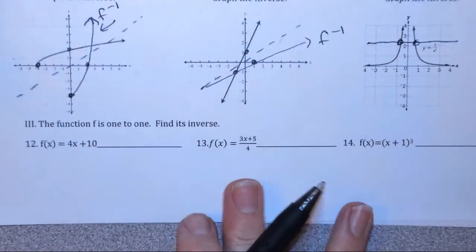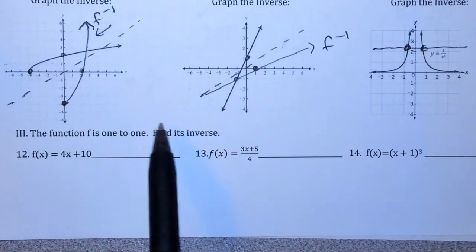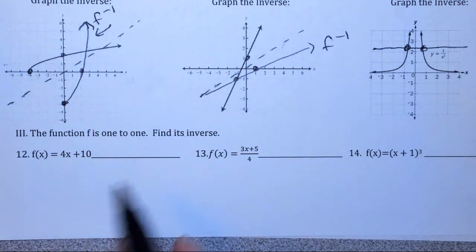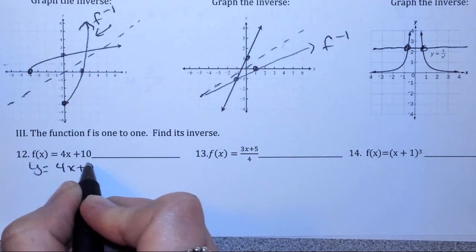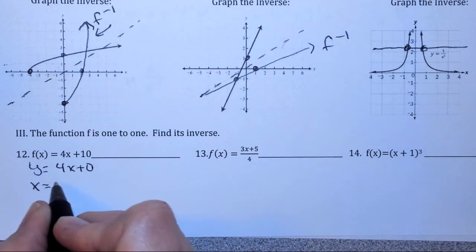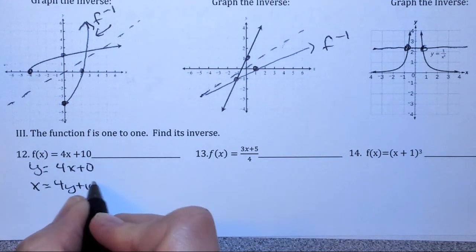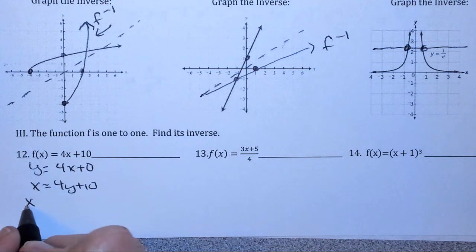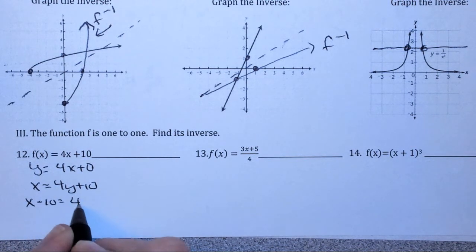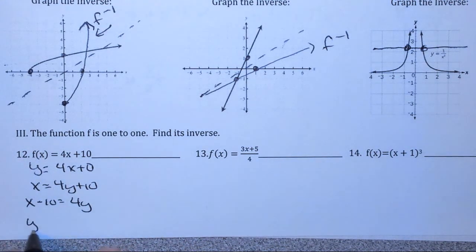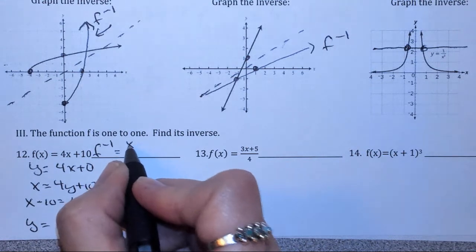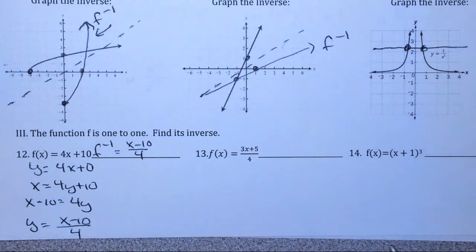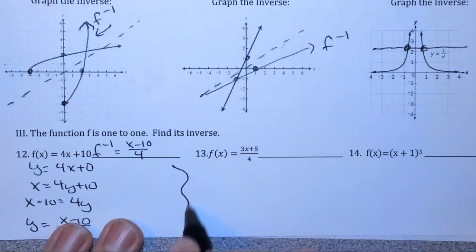On the next section, it says the function is 1 to 1, find the inverse. So this is when I go rewrite the equation as y equals. I'm going to go switch the x and the y, and I'm going to go solve it for y. So x subtract 10 equals 4y, and then I'm going to divide everything by 4, so x minus 10 over 4. So f inverse equals x minus 10 over 4. Done. Okay, we're going to do it again.